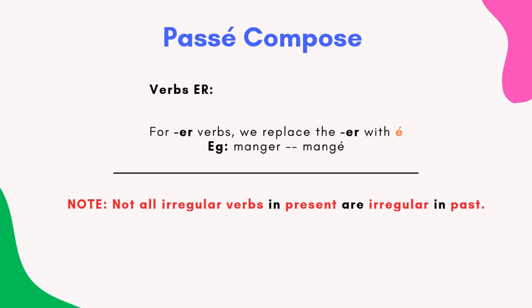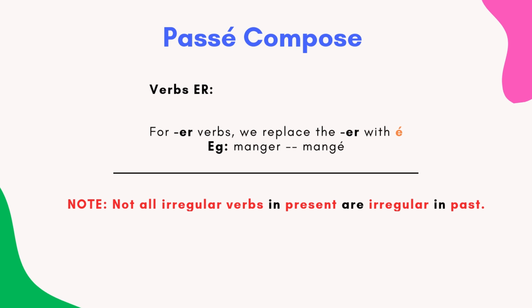So now let us go to the main discussion topic of today, conjugation of regular verbs. The first group we have is ER verbs which are regular. For any ER verb in French, we cut ER and replace it with É, with accent aigu, which is actually very important. If you miss the accent aigu, that is not considered as past tense.